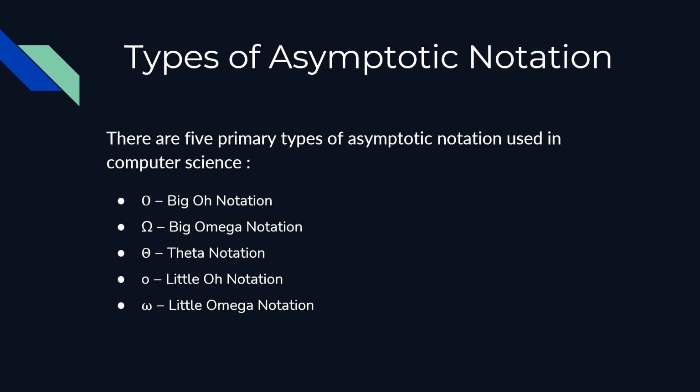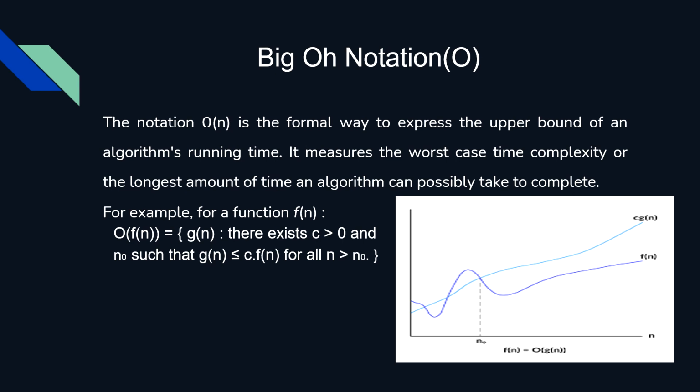Then we will discuss the types of asymptotic notation. There are primarily five types of asymptotic notation: big O notation, big omega notation, theta notation, little o notation, and little omega notation. Then we will go to the big O notation. What is big O notation?